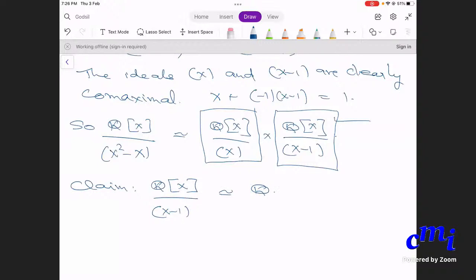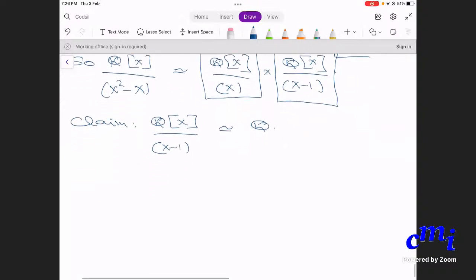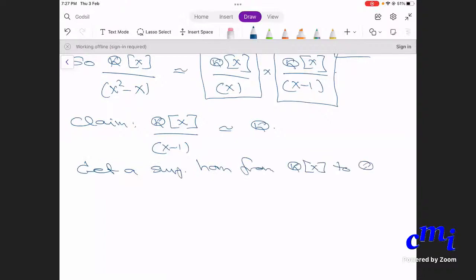In general, how do you show that some quotient is isomorphic to something? Almost always, the method is you get a surjective homomorphism from Q[x] onto Q and show that the kernel is x minus 1. So we get a surjective homomorphism from Q[x] to Q whose kernel is the ideal generated by x minus 1. If you do that, then by the first isomorphism theorem, Q[x] mod x minus 1 will be isomorphic to Q as rings. Then done by the first isomorphism theorem.